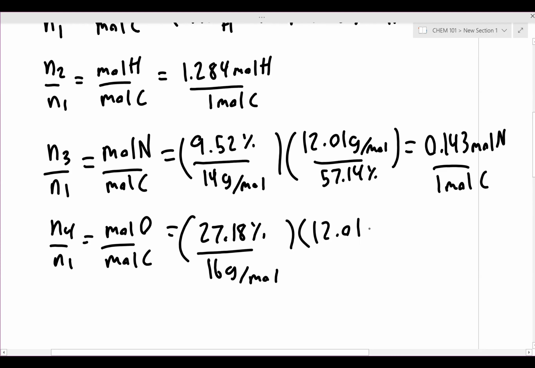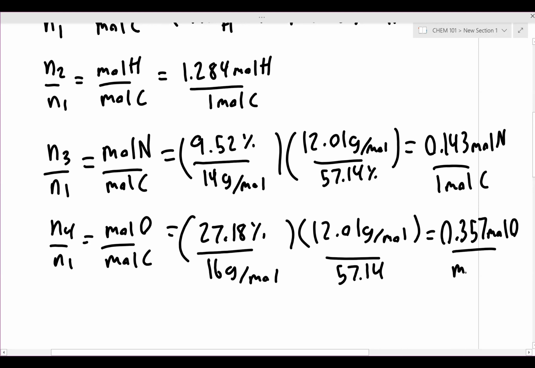The molar mass and mass percentage of carbon remains constant. It's the same in all of these equations. So let's now punch this next expression into our calculator. We have 27.18 divided by 16 times 12.01 divided by 57.14. And that in turn gives us 0.357 moles of oxygen per mole of carbon.